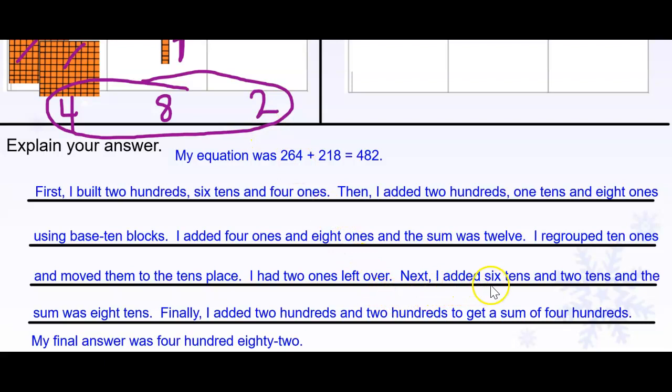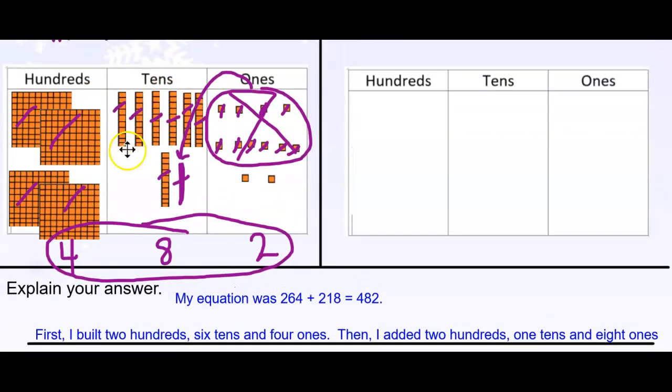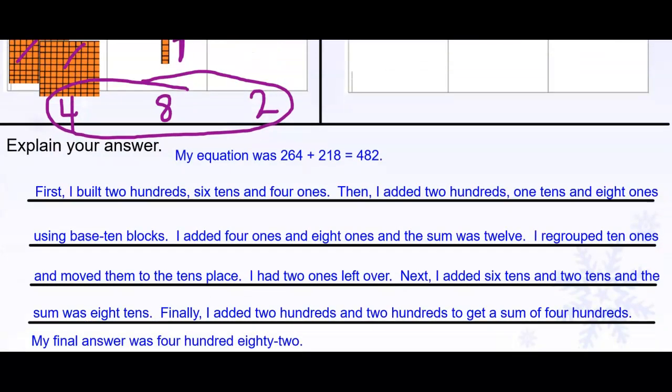Next, I added 6 tens and 2 tens. Remember, boys and girls, we added 6 tens and those 2 tens right there. We're just talking about what we did. And the sum was 8 tens. And there's my 8 tens.